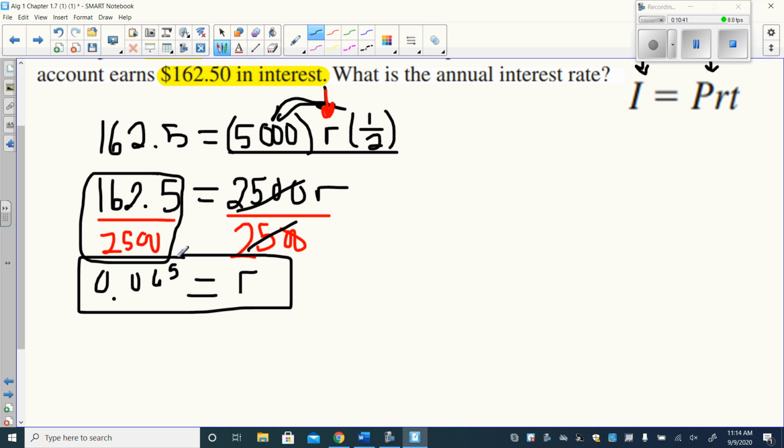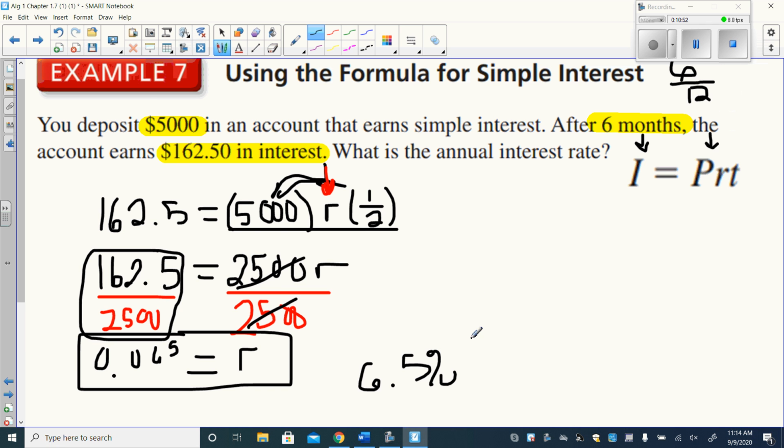So our interest rate is 0.065 or 6.5%. So we're earning 6.5% interest on this account, which is pretty good. That's a very good interest rate. Because normally if you can get an interest rate on a bank account for 2% or 3%, that's doing well. 6% is amazing. But that's it. That's all we have to do for this one.